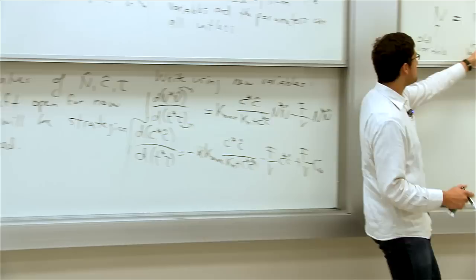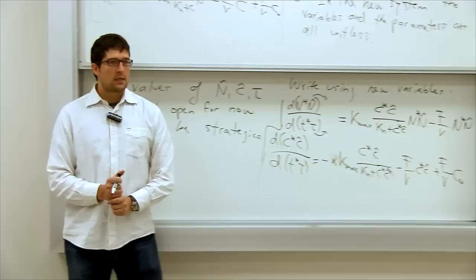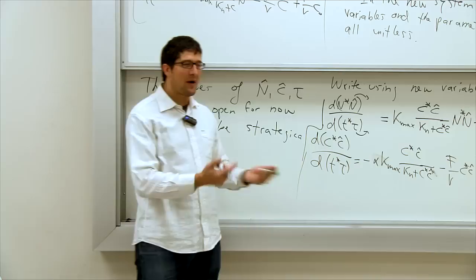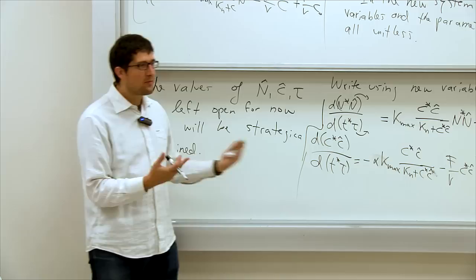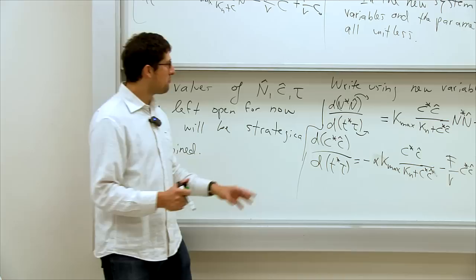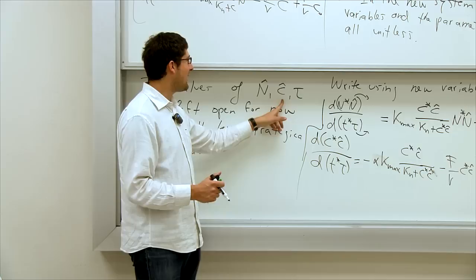Okay. Now, remember we were talking about making the system simpler and with fewer parameters? We have a mess, right? We have more parameters. How is it possible that we're making it simpler if now it's much more complicated? Well, you've got to work this through. In the beginning it looks like a mess. But now we still have to choose n hat, c hat, and tau any way we want.